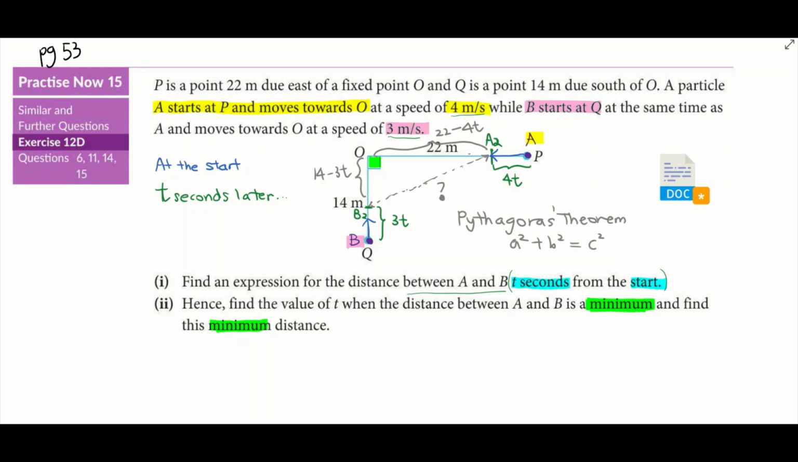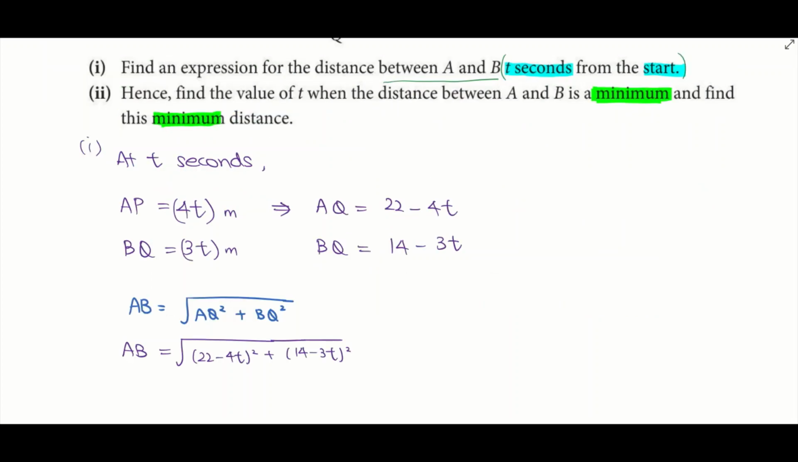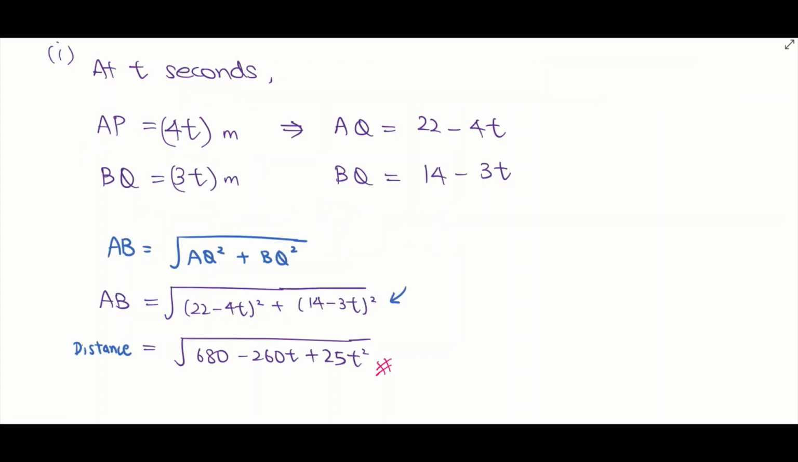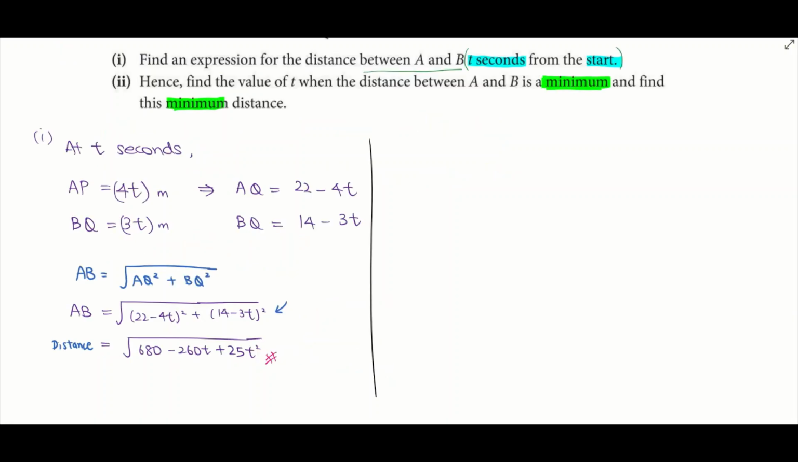Let's write the equation. So because of Pythagoras theorem, AB will be as such. Now I just need to expand whatever is inside the square root term and simplify it. The final answer will be this distance. Now after finding the distance, I need to do part 2, just to find the minimum distance.